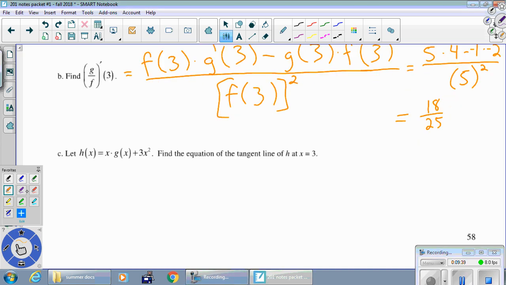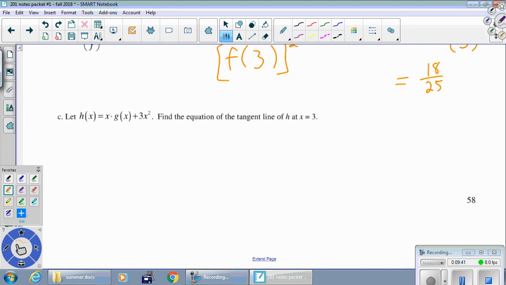Part C. All right, so now we've got a complicated function h of x, and we're trying to find the equation of the tangent line of h at x equals 3. If I am looking for the equation of a line, I definitely need a point and a slope. Let's start with the point.